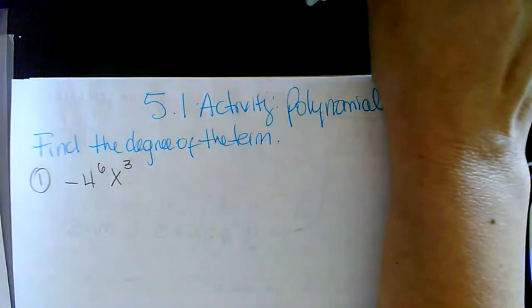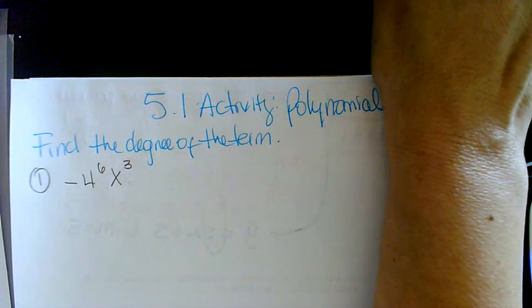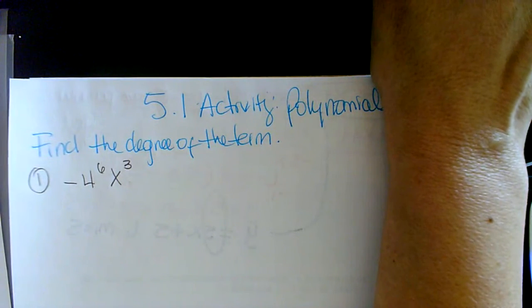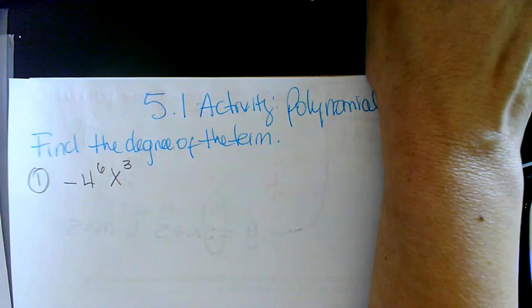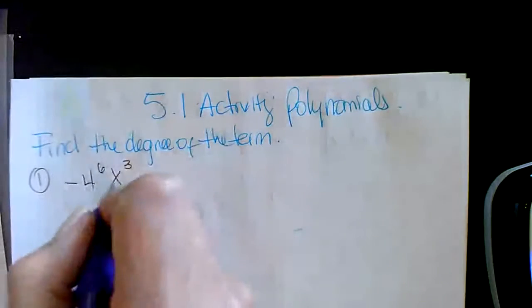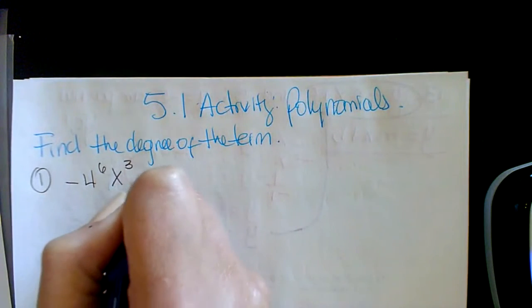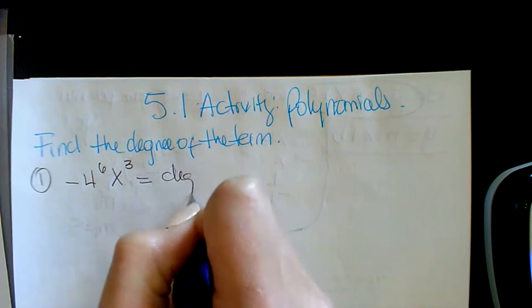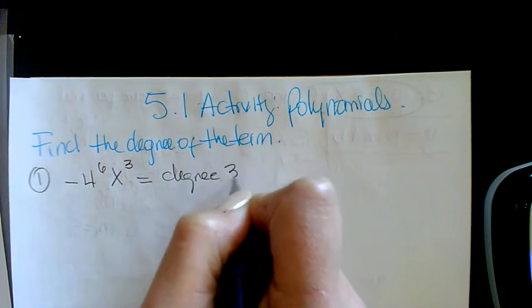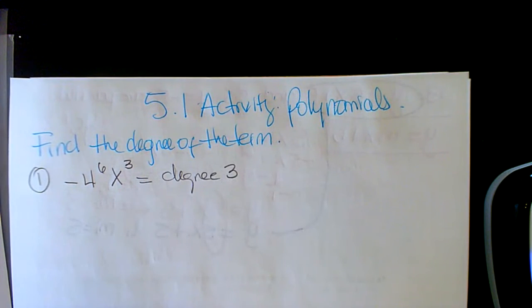So what did we say? We said that the degree of the term refers to the what? To the sum of the exponents, right? Of the variables contained in the term. So in this case, the degree is going to be 3. Okay?